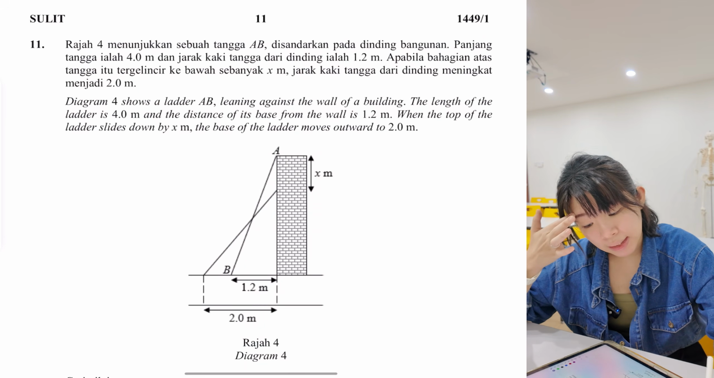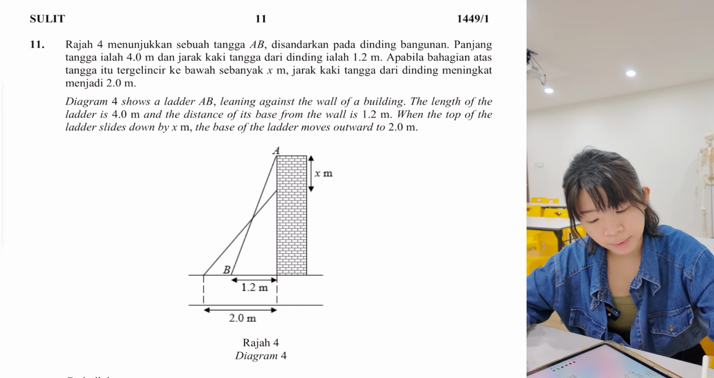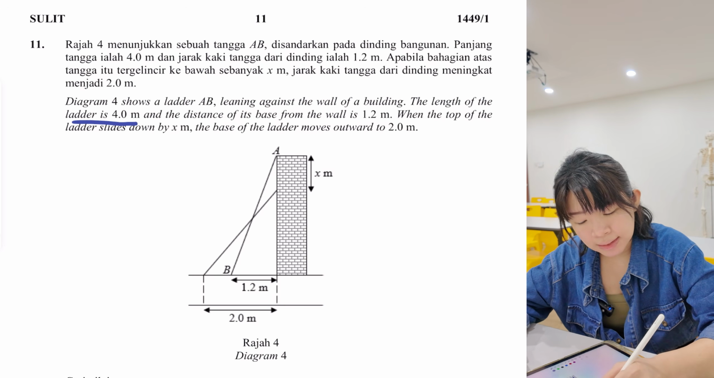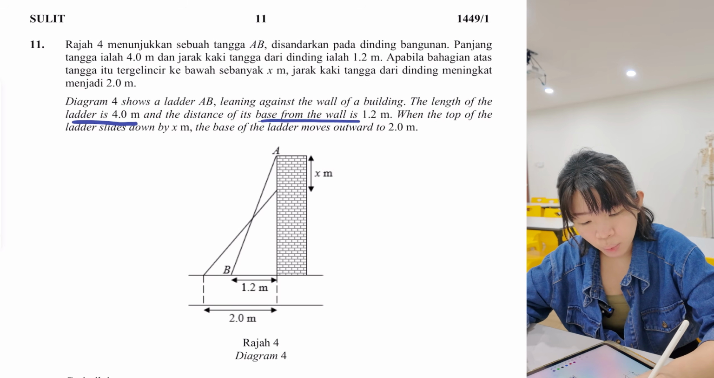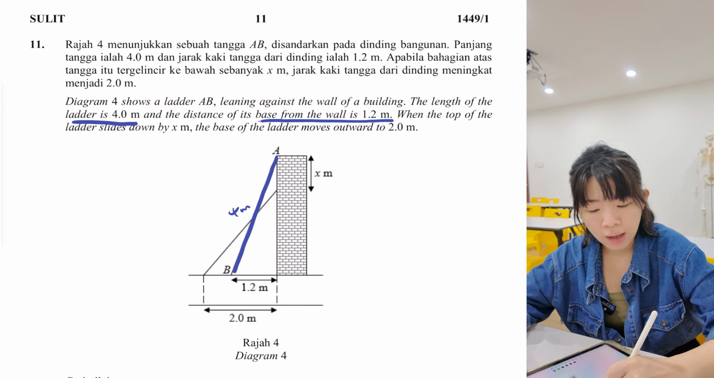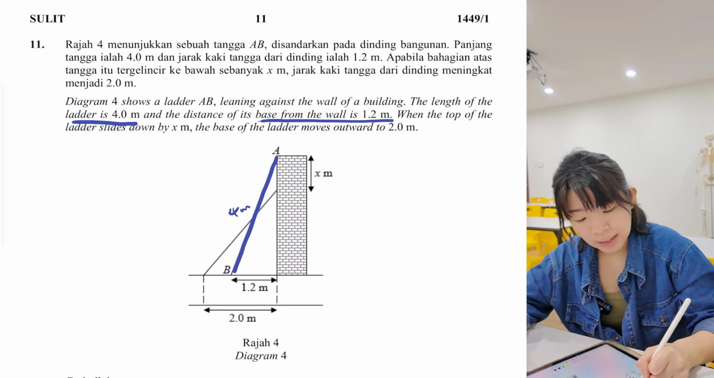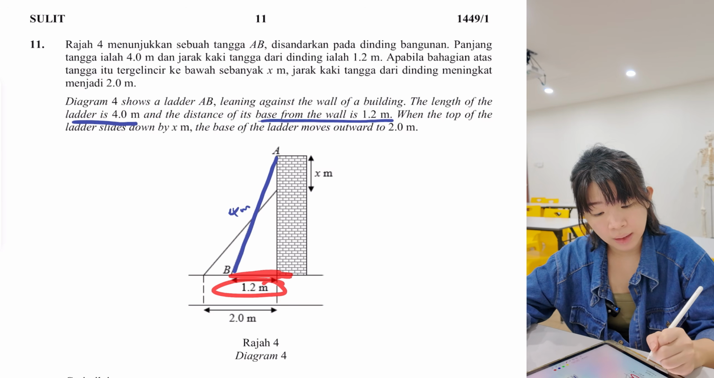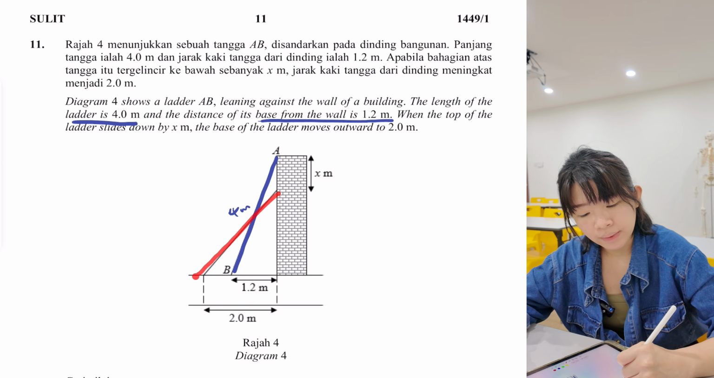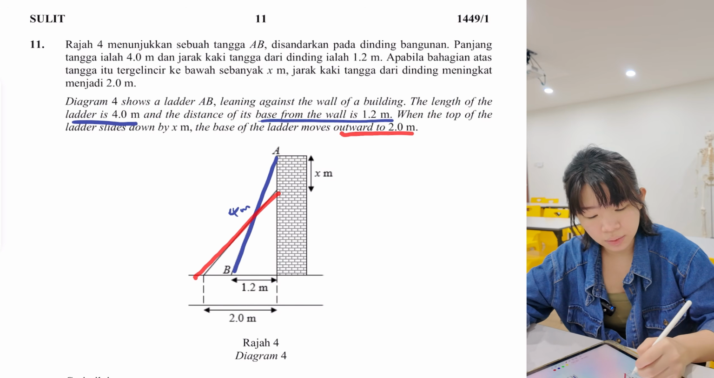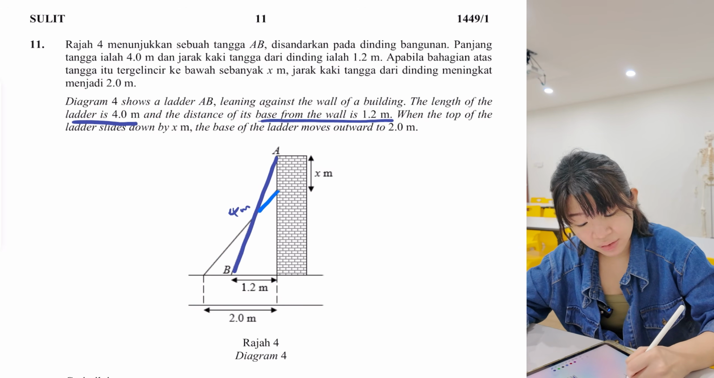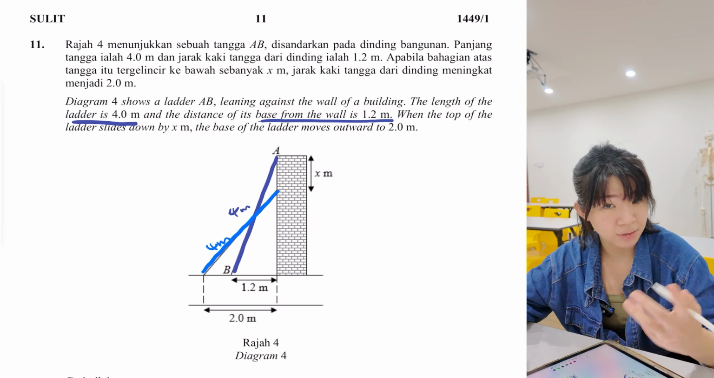Okay, diagram 4 shows a ladder AB leaning against the wall of a building. The length of the ladder is 4 meters and the distance of its base from the wall is 1.2 meters. So this is a ladder with 4 meters long, leaning against the wall, then the distance from the base to the wall is 1.2 meters. When the top of the ladder slides down, the base of the ladder moves outward to 2 meters. So it's still the same ladder, so even if it slides down, this length is still 4 meters. Agree? Because it's the same ladder.